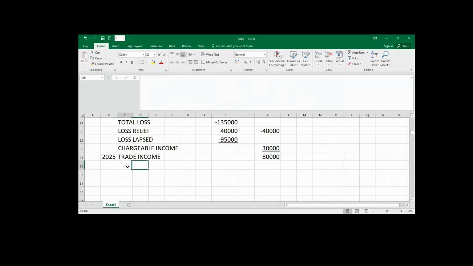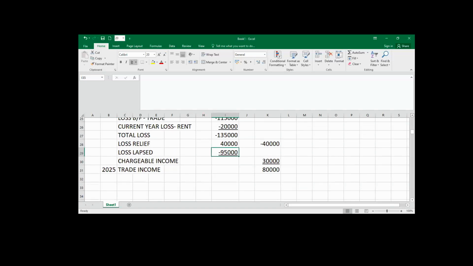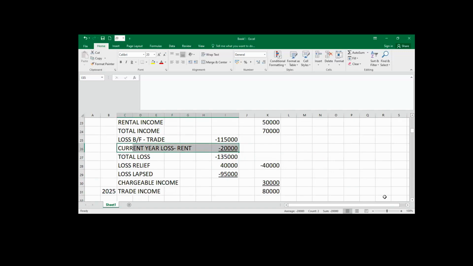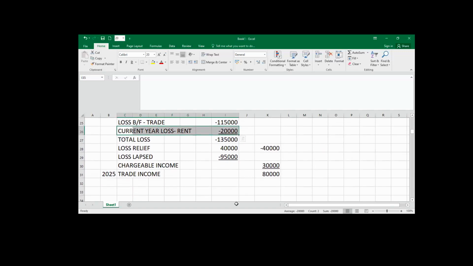Out of this trade income, we are told we cannot bring any loss, no loss brought forward. Why? Because this 95,000 has become lapse. The only loss that can be brought forward here is, assuming we still have loss from rent. But all the loss generated from rent has been relieved in 2024 year of assessment. So nothing can be brought forward in 2025 year of assessment.